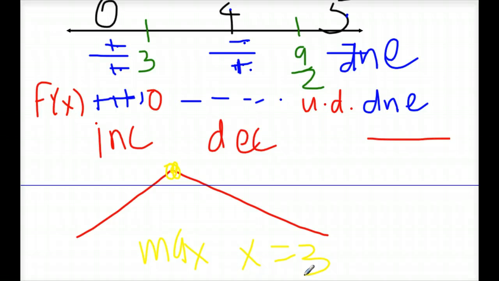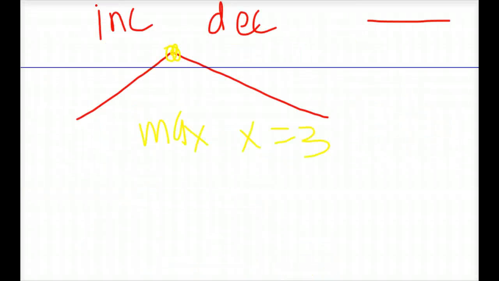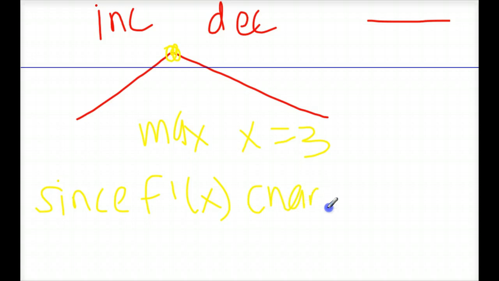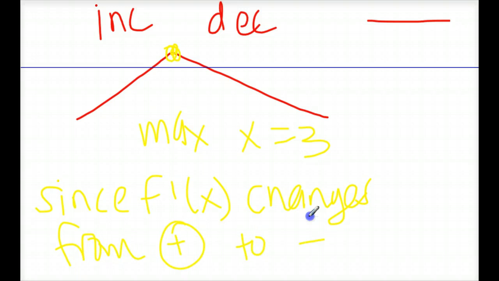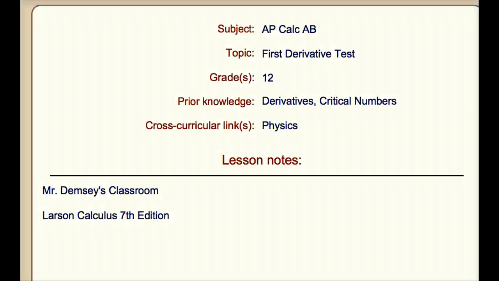And to justify this, I'm going to say there's a maximum when x is equal to 3, since f prime of x changes from positive to negative. And that's enough to justify the maximum. That's the end of this section, so good luck with that, and I'll give you a couple problems in a minute.